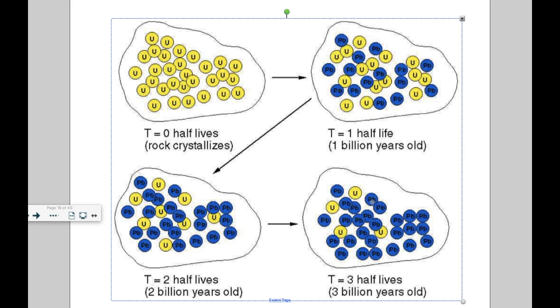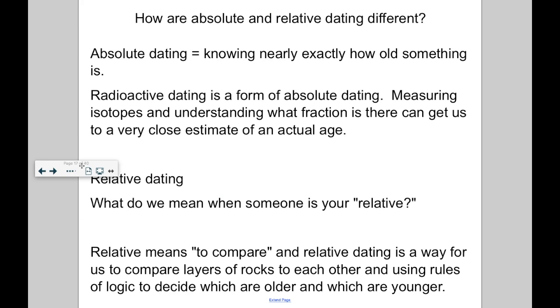By understanding the ratio of the original radioactive atom to what it decays into, we can get a very precise estimate of exactly how old a rock is. Now, the truth is we don't always have the time or the resources to date a rock exactly. And that's where relative dating comes in.